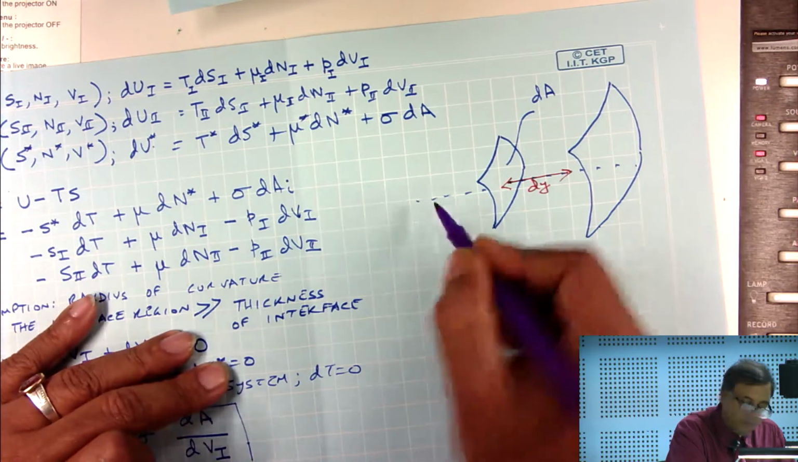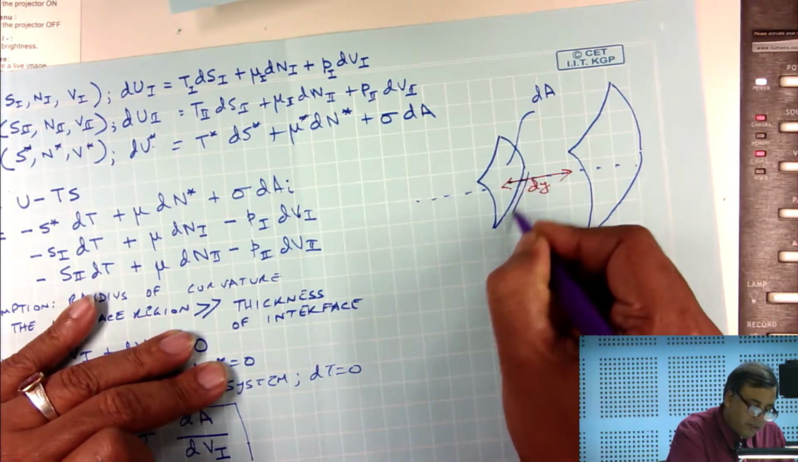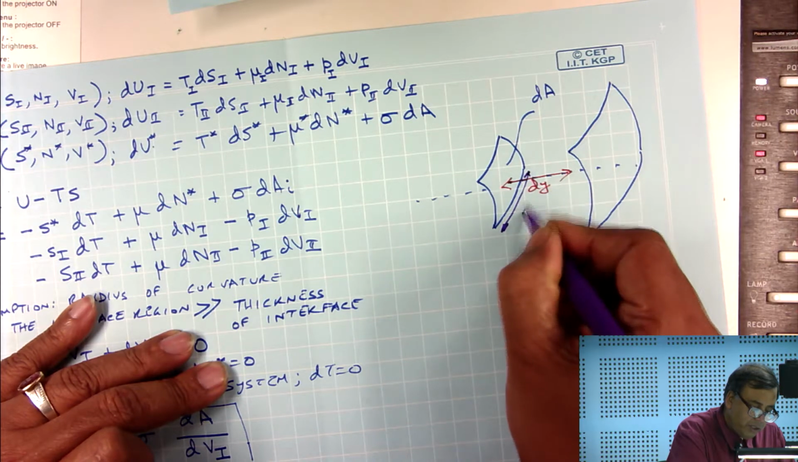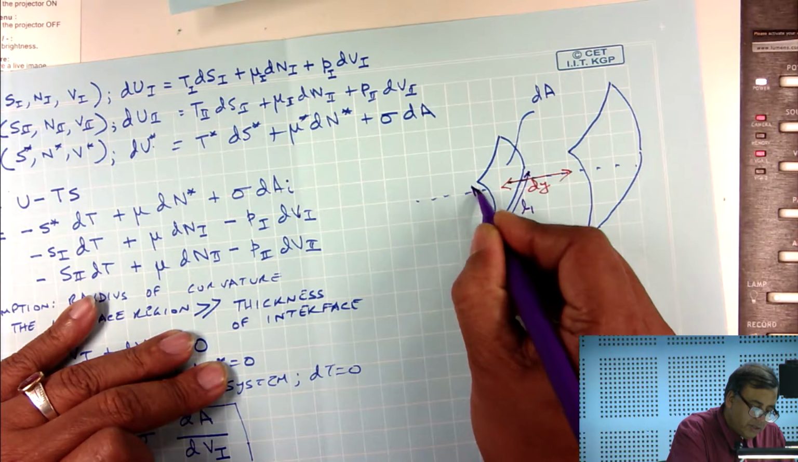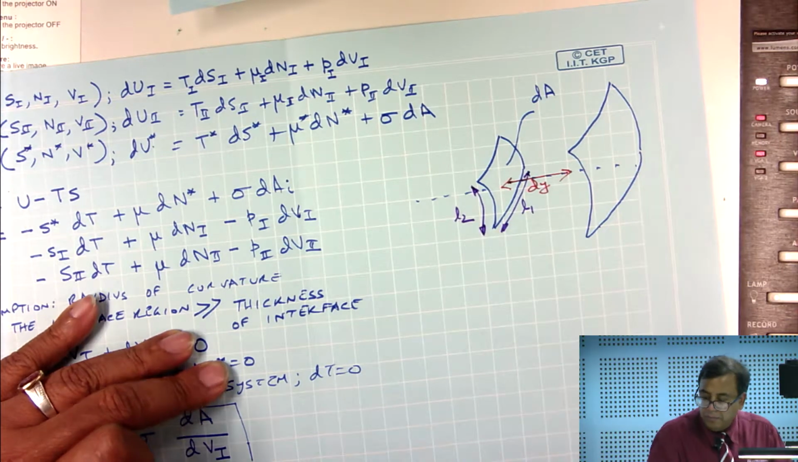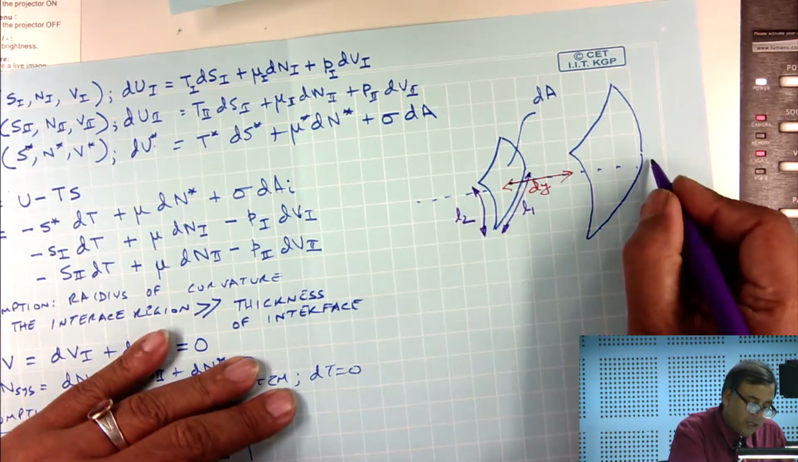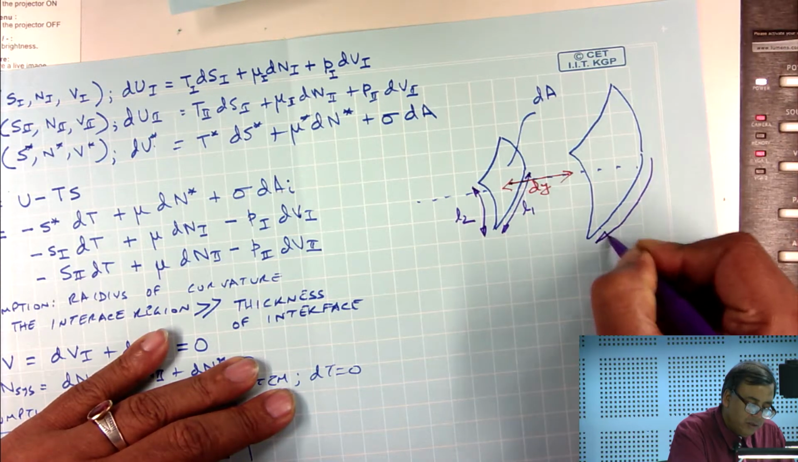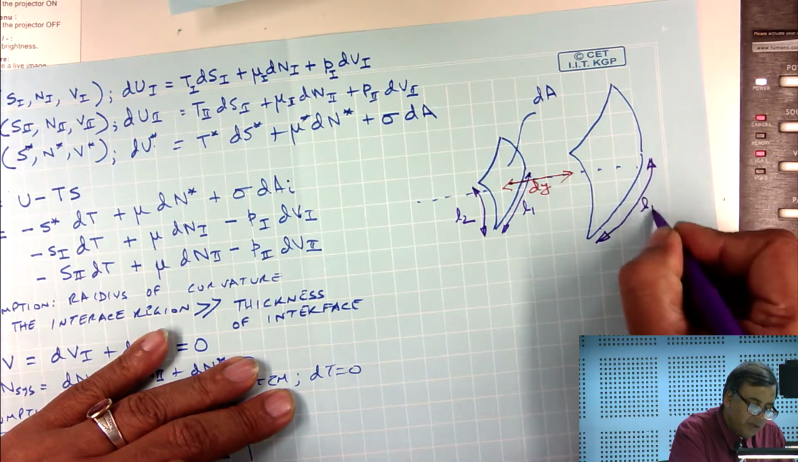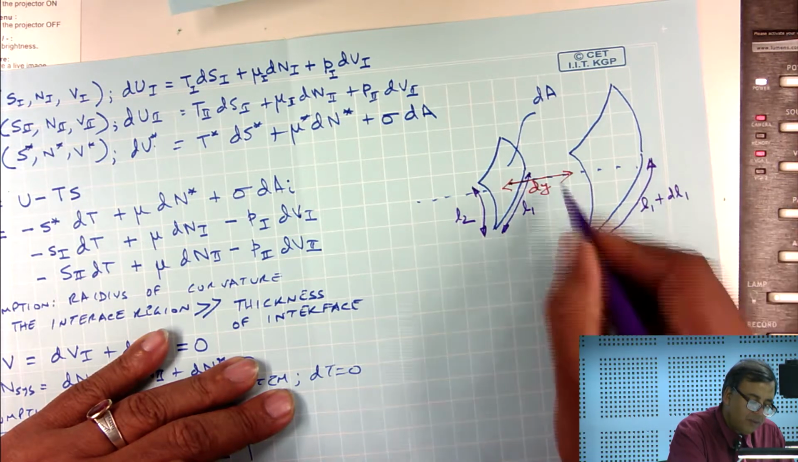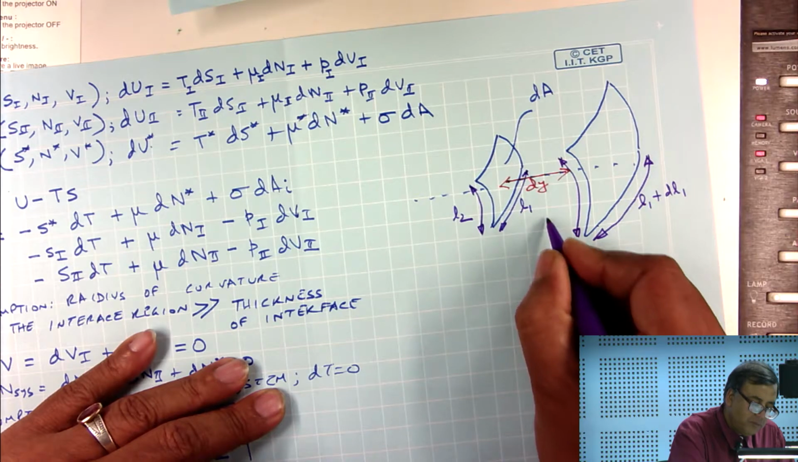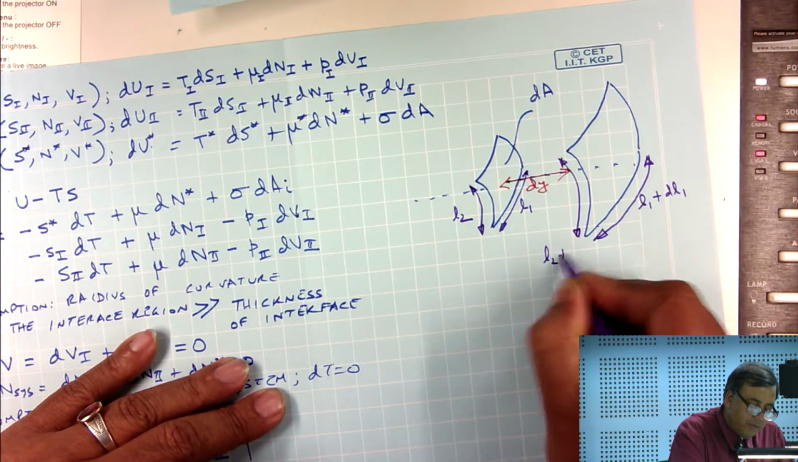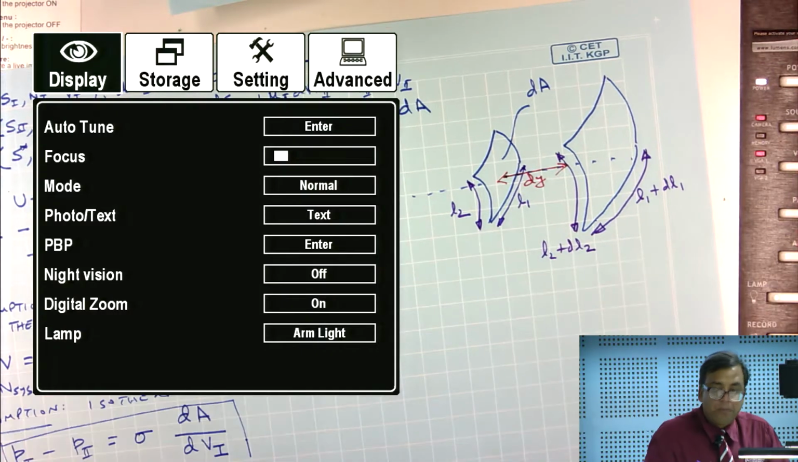And let us say it had a length L1 along one side and a distance L2 on the other side, and now that it has moved, this L1 has become L1 plus dL1 and this L2 has become L2 plus dL2. Okay.